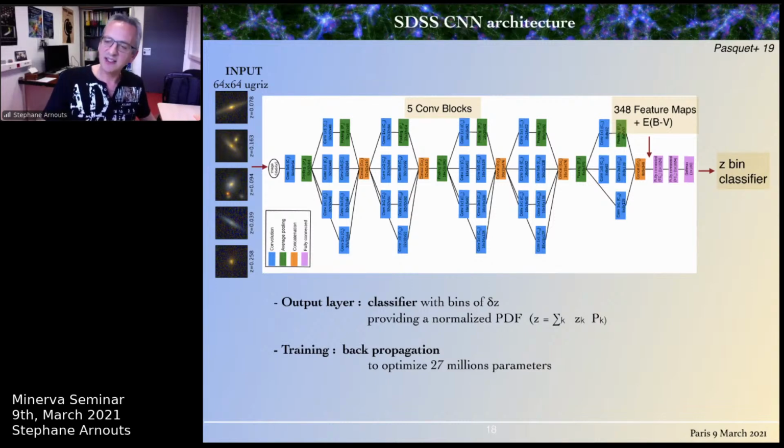With that, we use the network as a classifier, and we don't do a regression. This means that at the end, we put a softmax so we can distribute the weight through the different classes of redshift, which allows us to get a PDF for every single galaxy. This initial network has 27 million parameters.